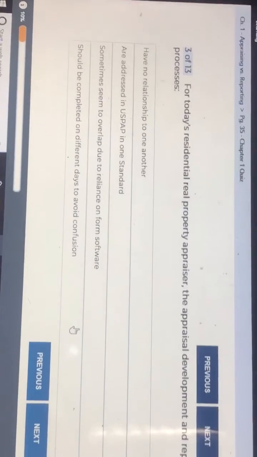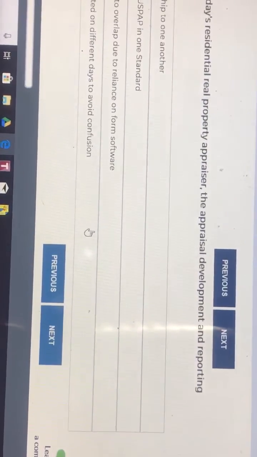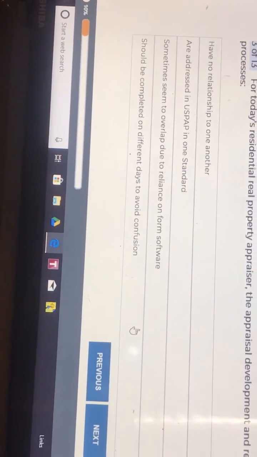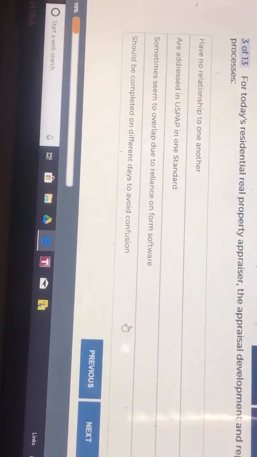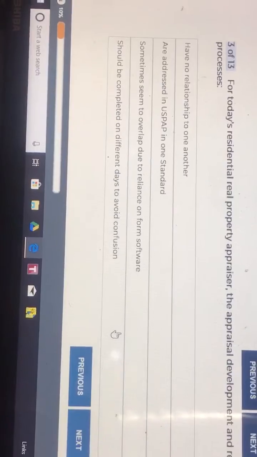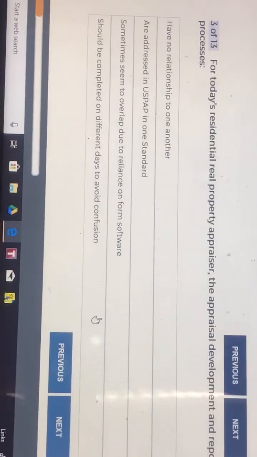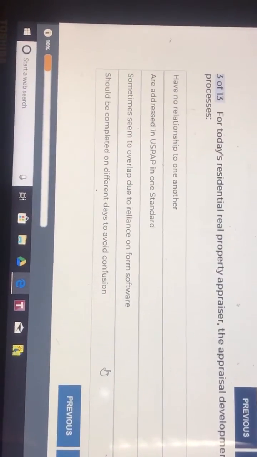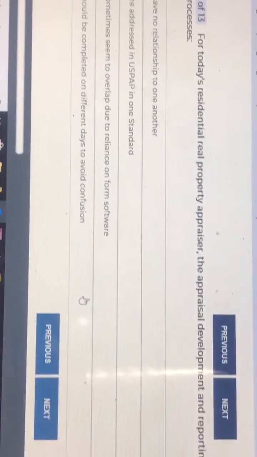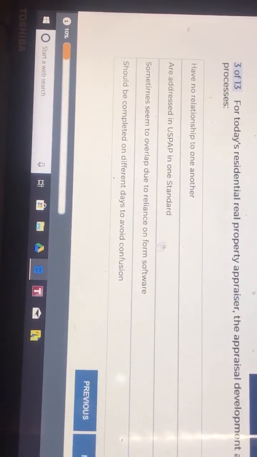Number 3, for today's residential real property appraiser, the appraisal development and reporting processes A, have no relationship to one another. B, are addressed in USPAP in one standard. C, sometimes seem to overlap due to reliance on form software. Or D, should be completed on different days to avoid confusion. I'm going to go with B, are addressed in USPAP in one standard.